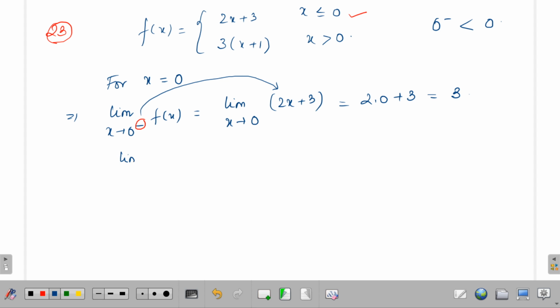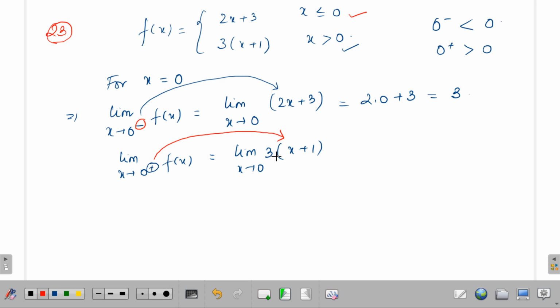In a similar manner, the limit of x tends to 0 plus f of x. Now I got plus. Plus means 0 plus, which means it is slightly greater than 0. So it is nothing more than greater than 0. Now for greater than 0, x is greater than 0, which would be nothing more than the limit of x tends to 0. I'll get here 3x plus 1. Remember, for plus, I have written down here the value, which is 3x plus 1. That's why over here I didn't write any plus. Now put the value for the limit, x tends to 0, so x is equal to 0. So that will be 3 into 0 plus 1, which is nothing more than 1.